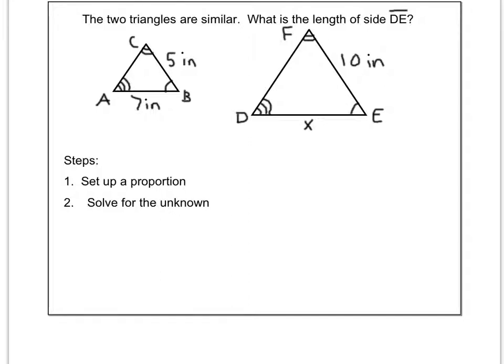Okay, here we got a problem where we got two similar triangles, and we're trying to find the length of a side. We got two steps here. First step is to set up a proportion. Then we're going to solve for the unknown. So we're going to solve for this x right here, or side DE.